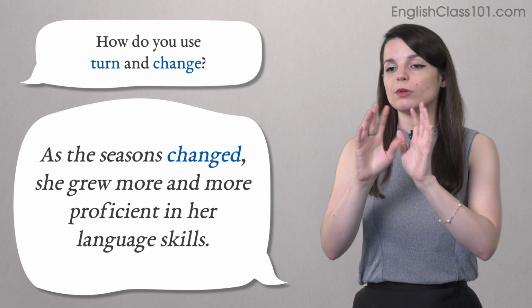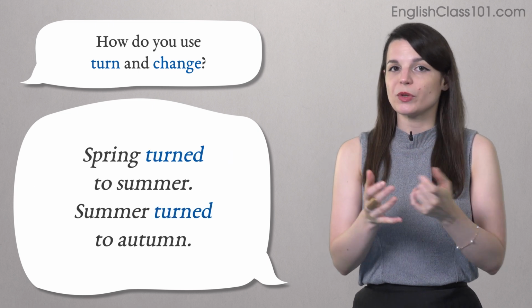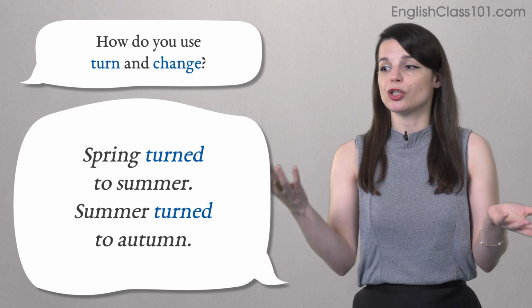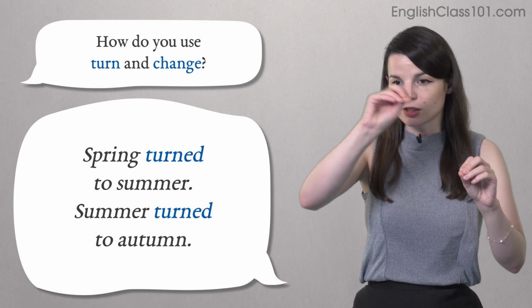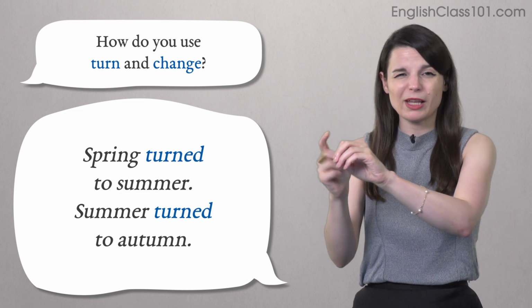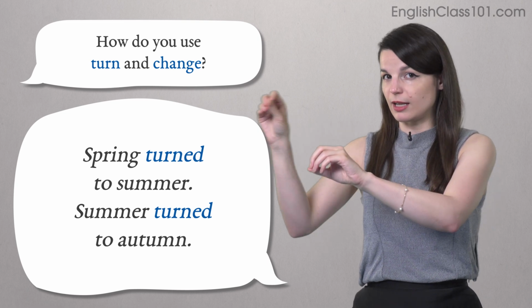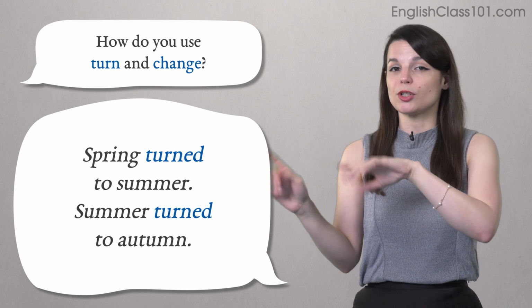So we would probably use change in that case. When we use turn with seasons, it's often in an expression like spring turned to summer, summer turned to autumn. So we're showing that there's just this forward progress and we can't go back to the previous season. We're showing that something is going to the next stage. When we do that, we usually use the verb turn.